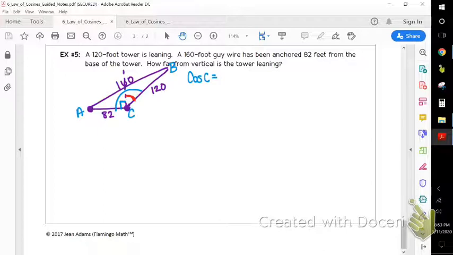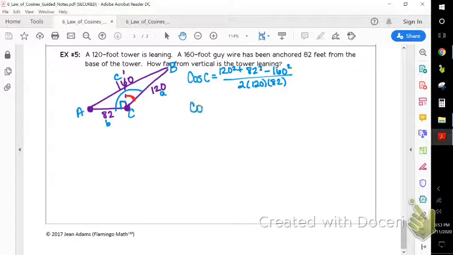So if I'm looking for angle C, cosine of C then is equal to side A squared, which would be the 120, squared, plus B squared, which would be the 82, minus C squared, which would be the 160, over 2 times A times B.